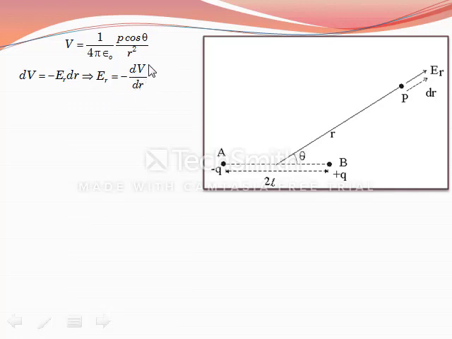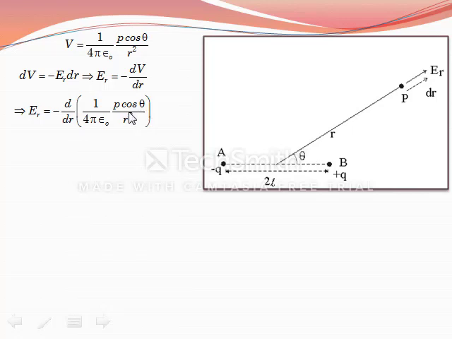Here, for this value of V, we can substitute from the above equation. Let's do that. So we have E_r as minus d by dr of 1 by 4 pi epsilon naught, p cos theta by r square. In this particular differentiation, r has to be considered as variable and theta constant. This time theta is not a variable over here.